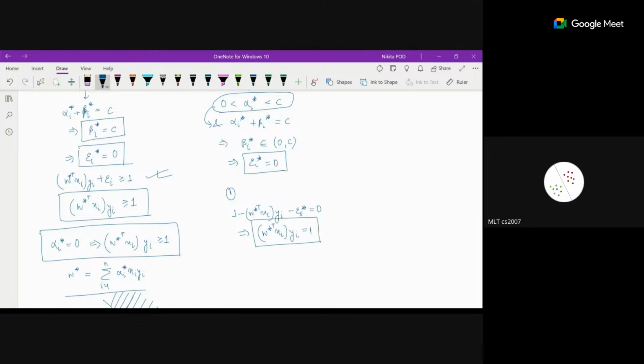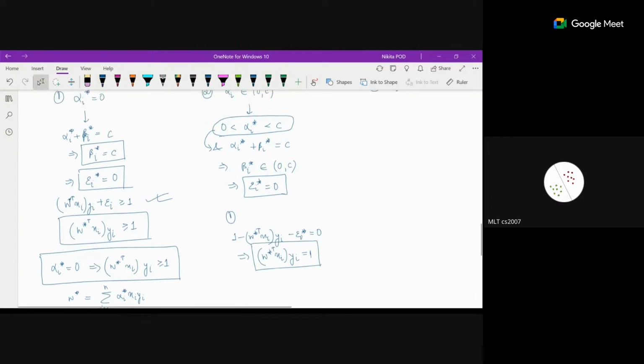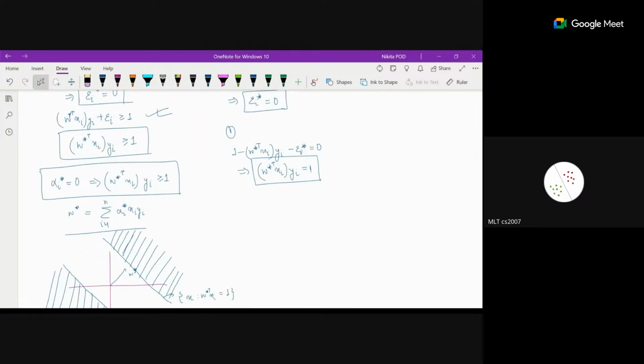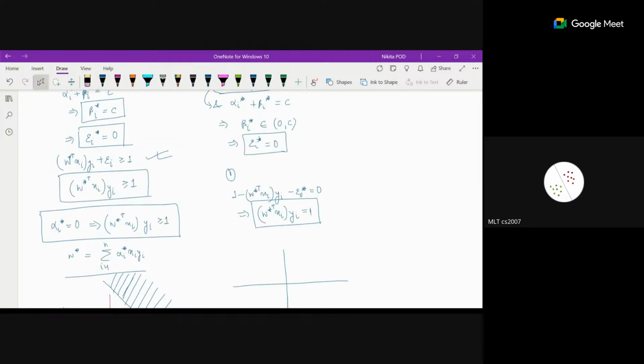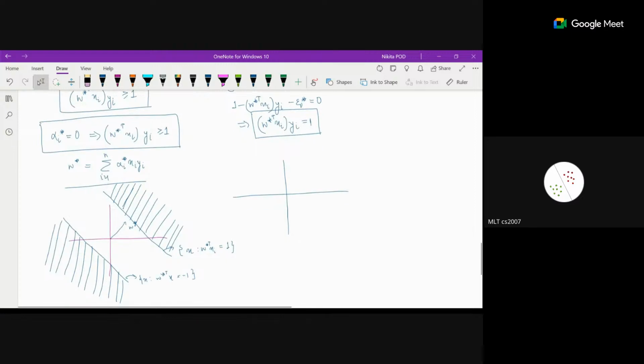Okay, so if my alpha I star lies strictly between 0 to C, then what we are getting is that the points for which alpha i's are strictly positive are contributing towards my W star. And where are these points lying? These points will lie exactly on the hyperplane.